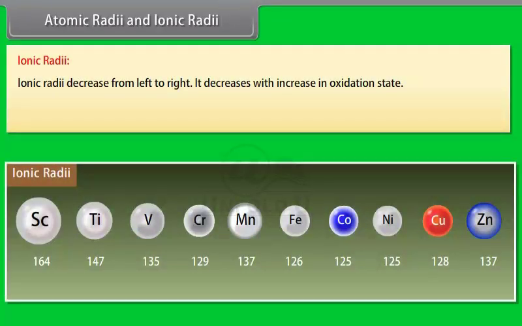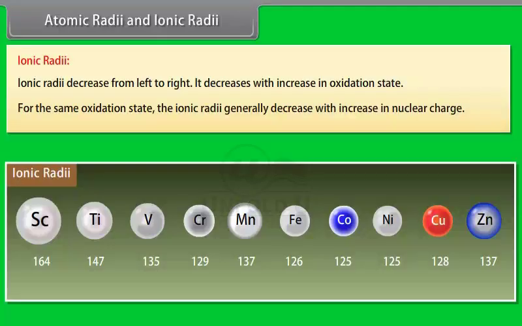Ionic radii. Ionic radii decrease from left to right. It decreases with increase in oxidation state. For the same oxidation state, the ionic radii generally decrease with increase in nuclear charge.